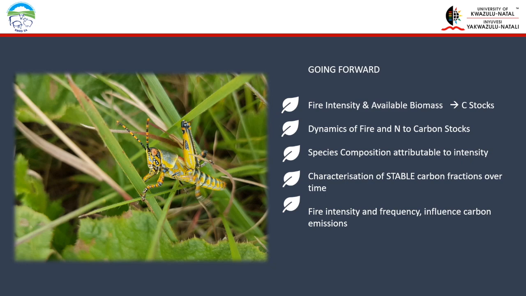Elaborating on isotopic carbon fractions and the contribution of fire to stable carbon fractions in the soil, and determining the long-term stability of these carbon fractions, may be useful. There's also scope for establishing changes in how fire intensity and frequency influence carbon emissions. Research has suggested early season or cooler burning, as well as patch burning, reduce overall carbon emissions when compared to hotter fires burnt later in the season.